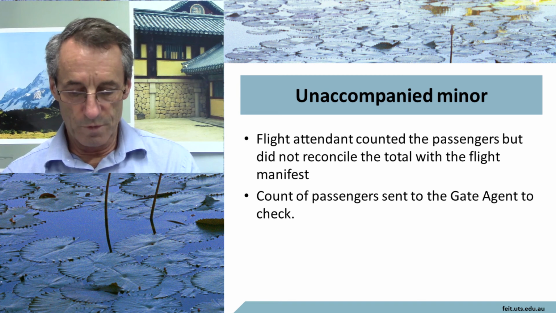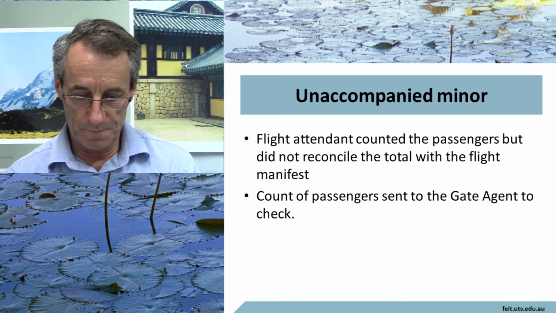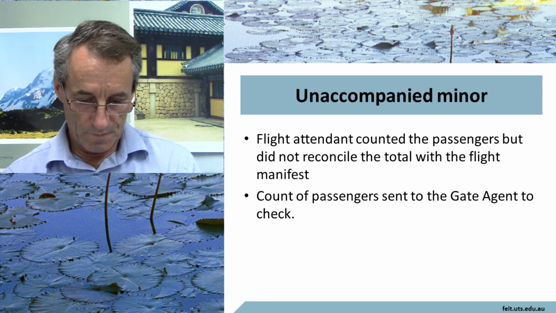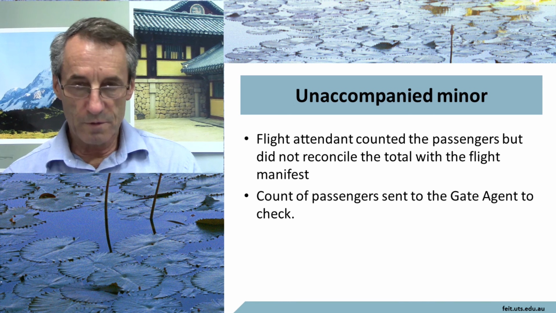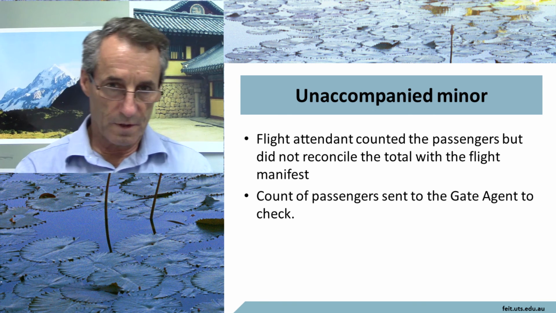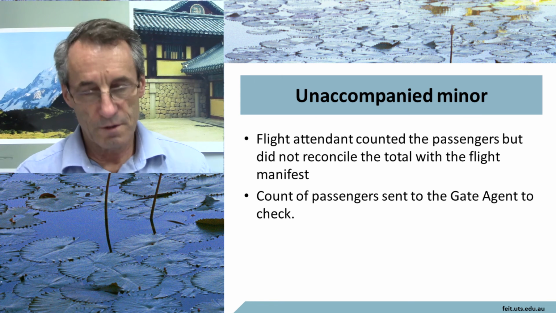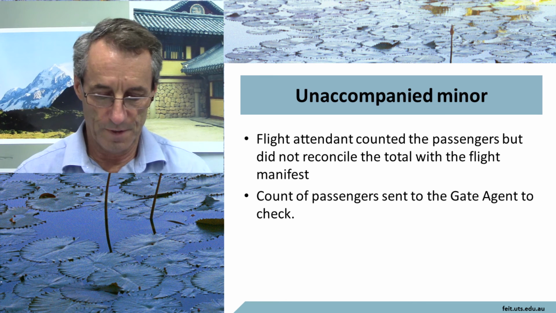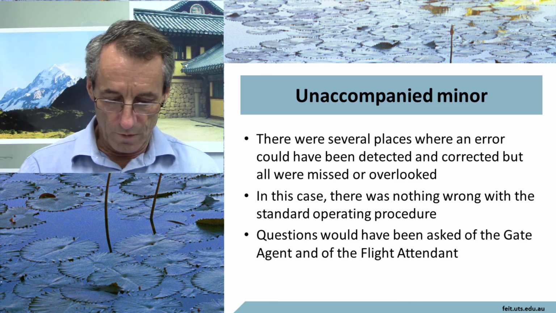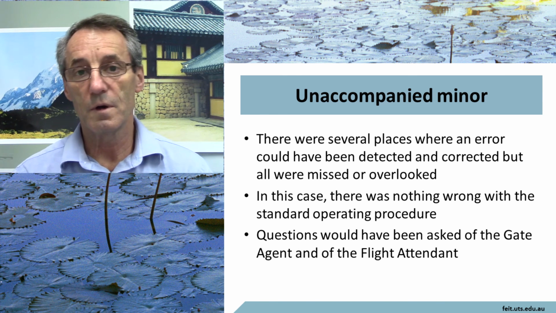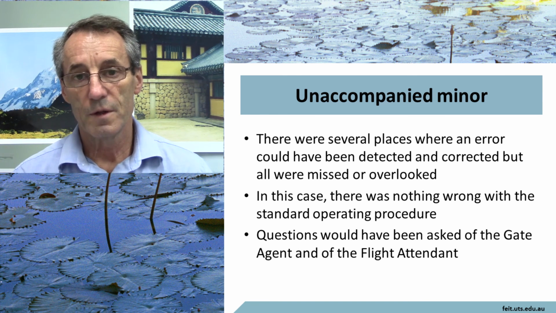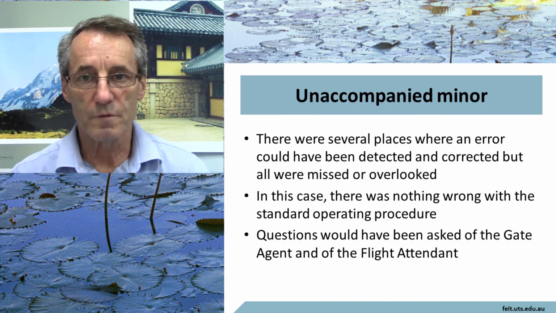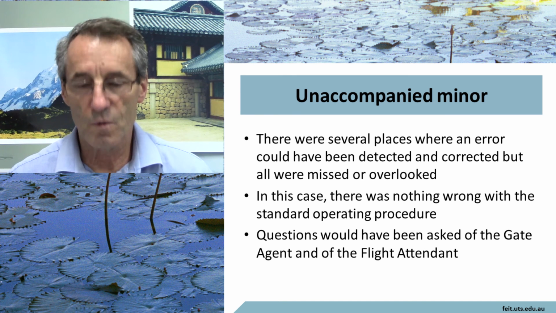The passengers board the aircraft to Newark, and they count the passengers. This is wrong. And the count of the passengers on the plane was sent to the gate agent, who is supposed to check again that the number of passengers on the plane matches the number that's supposed to be there. So there's another problem there. So all in all, we have several places where the standard operating procedure was supposed to pick up and prevent this error, and all of them failed. And the question obviously is now, why not?